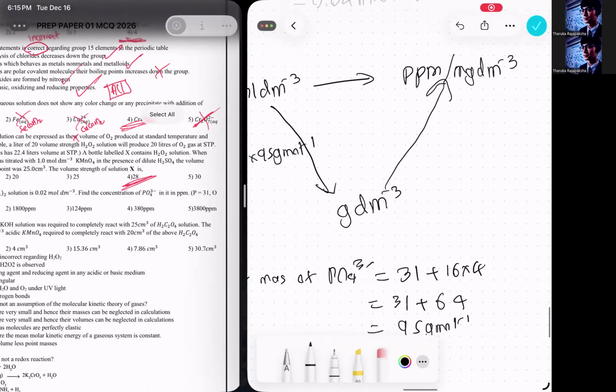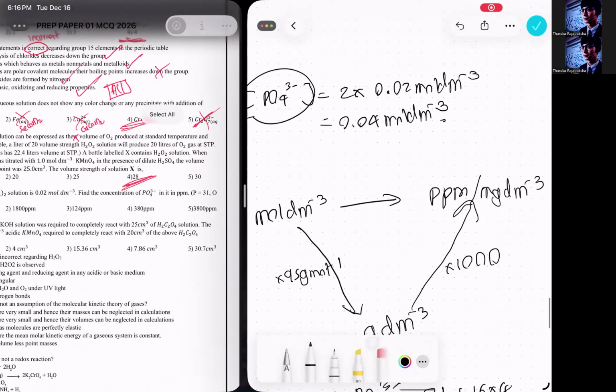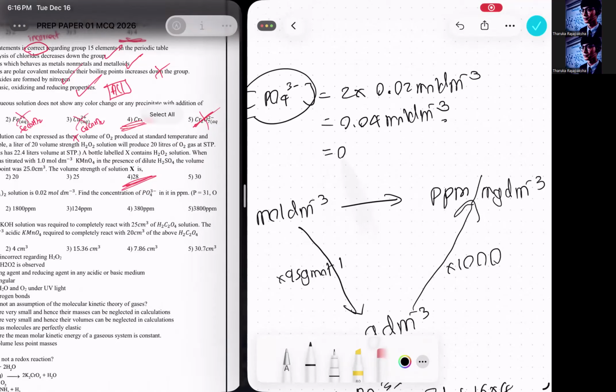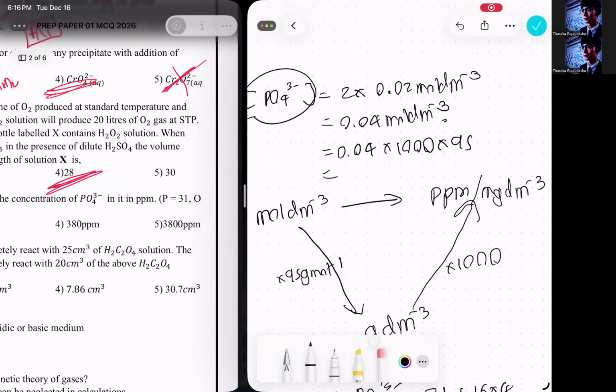Also, now grams to milligrams. Grams to milligrams, what you do? You multiply by 1000. So you multiply by 1000 and then you multiply by 95. That's what you do. So 0.04 multiplied by 1000 multiplied by 95. That's going to be 3800 ppm. That's going to be answer number 5.